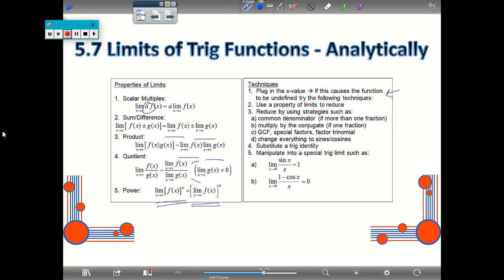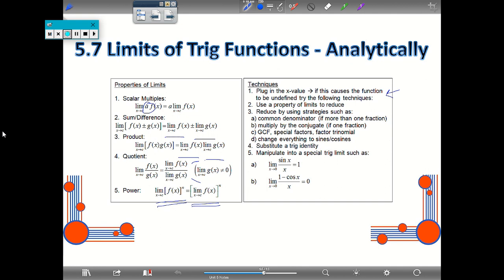If the result is like 1 over 0, which could happen if we're working with secant, cotangent or tangent, all those asymptotes that they have, if we plug in a number, we could certainly get 1 over 0. That would identify there's an asymptote there. So if it's 1 over 0, 2 over 0, something like that, that means there's a vertical asymptote there. But if it's 0 over 0, that means there's an answer. It's kind of buried in there.